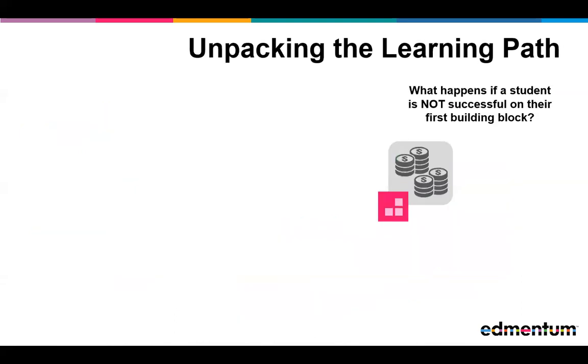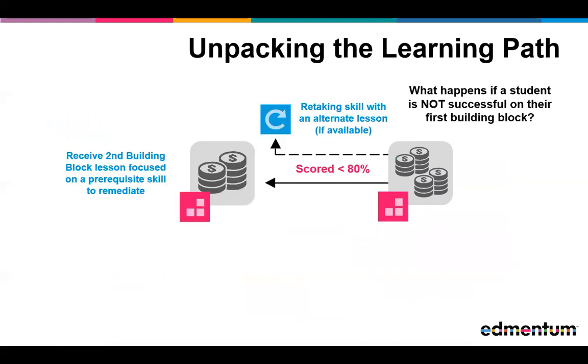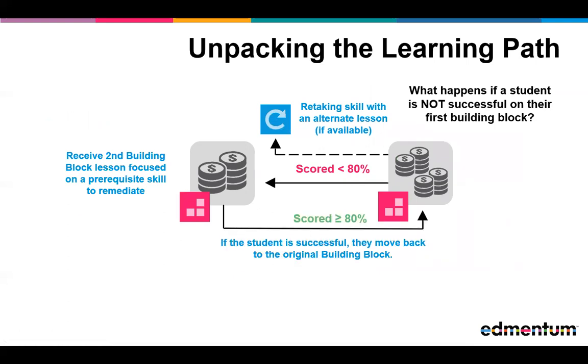What happens if a student is not successful on their first building block? Students have a couple opportunities in the system. So they will receive a second building block focused on a prerequisite skill to remediate, or may also receive an alternative lesson to retake that skill. If they receive a second building block and the student is successful, again, they will move back to the original building block.